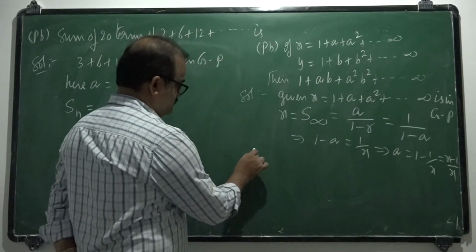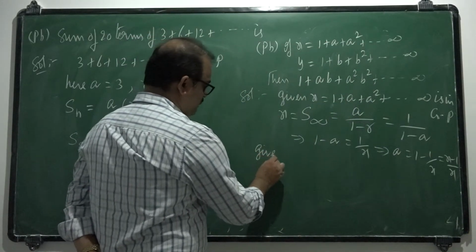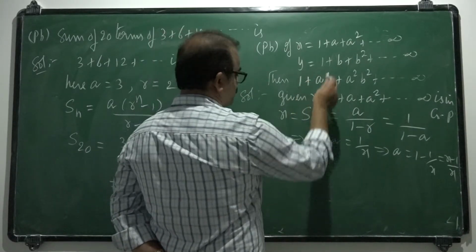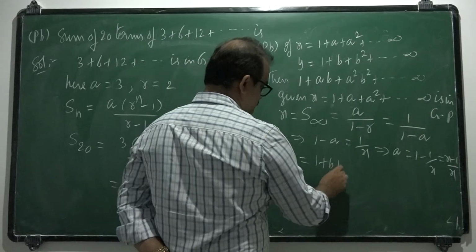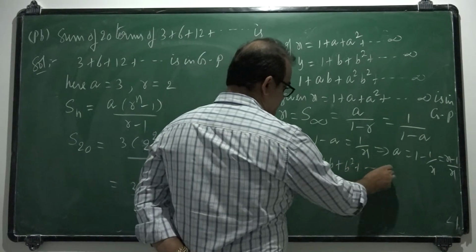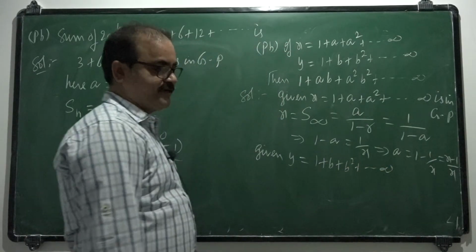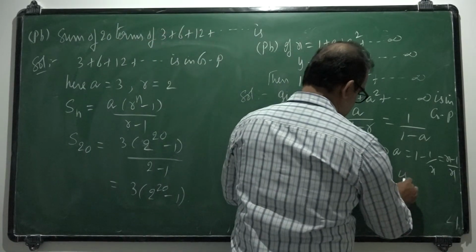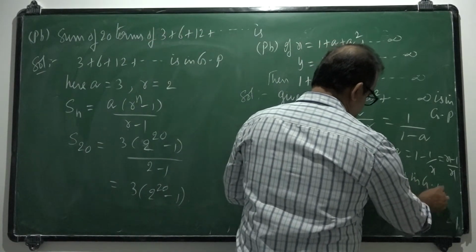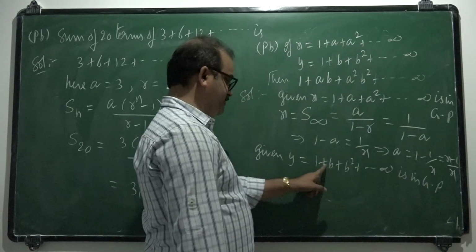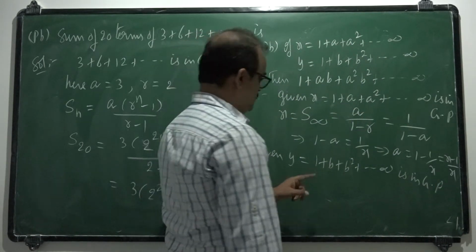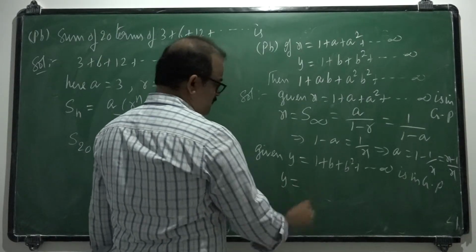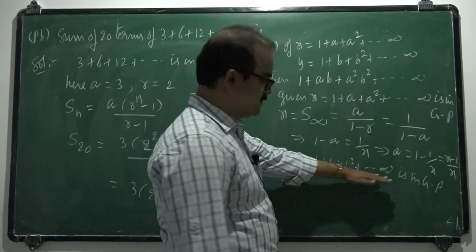Next, given y is equal to, what is y? 1 plus b square plus so on infinity. This is also in GP with common ratio b. Here also the terms are infinite.